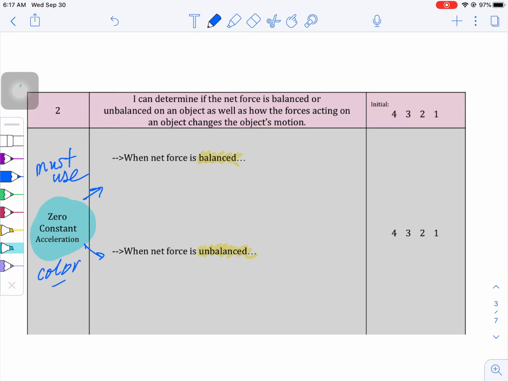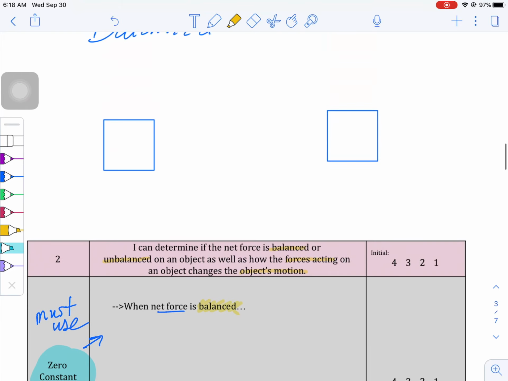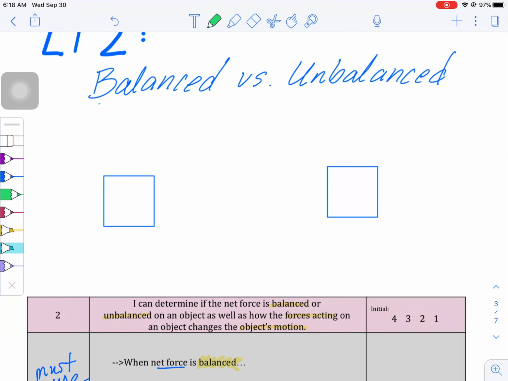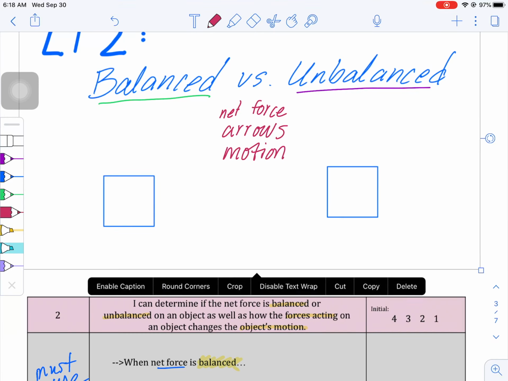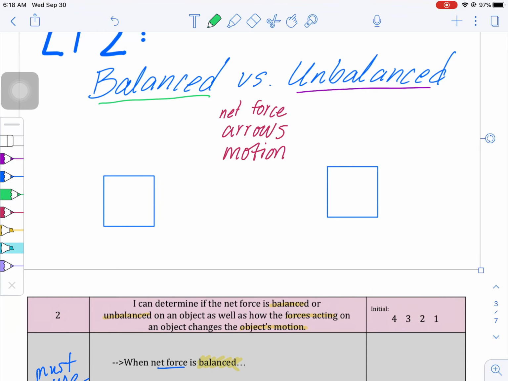Okay, so thinking about net force, remember that's the total of all the forces acting on an object. We want to be able to know if they are balanced or unbalanced, and then how all those forces impact the object's motion. So a couple examples up here when we think about balanced versus unbalanced. Again, our goal is to think about the total net force, what those arrows look like, and then also the motion of the object. So balanced, I feel like people click with the most.